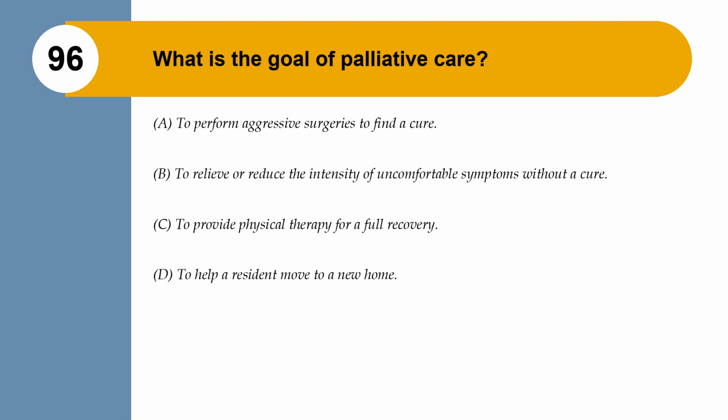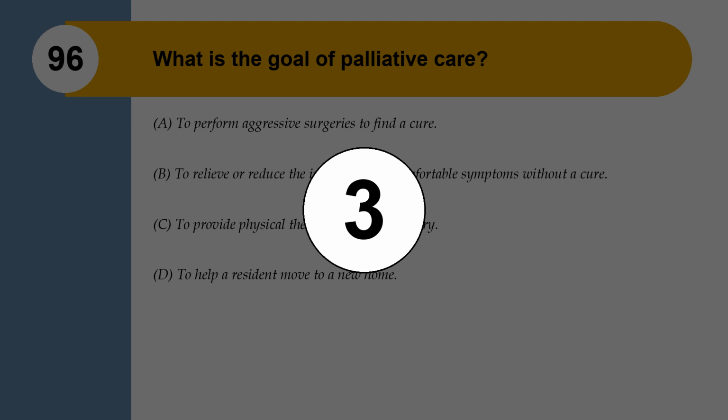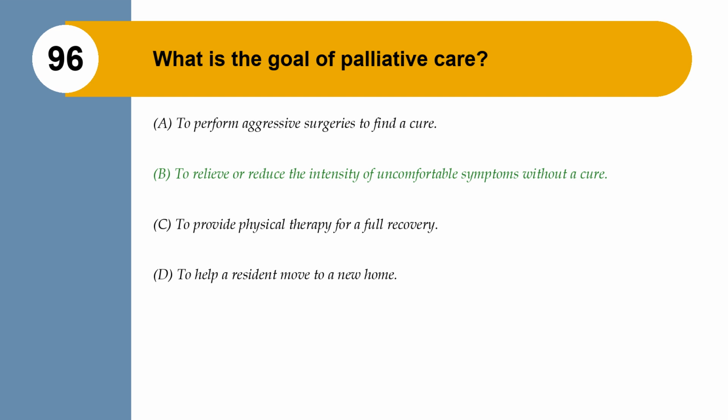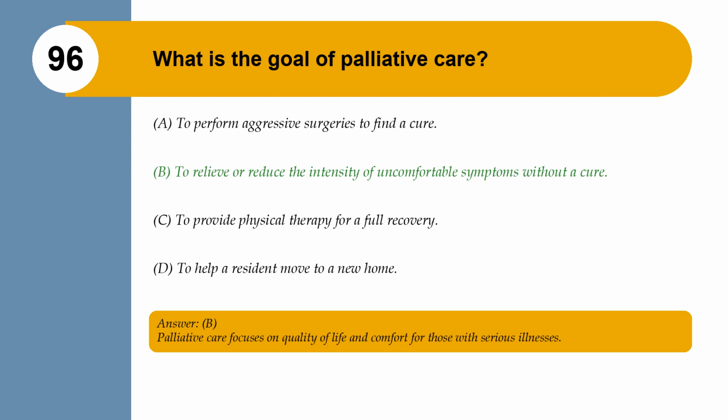Option B, to relieve or reduce the intensity of uncomfortable symptoms without a cure. Option C, to provide physical therapy for a full recovery. Option D, to help a resident move to a new home. The correct answer is option B, to relieve or reduce the intensity of uncomfortable symptoms without a cure. Explanation: Palliative care focuses on quality of life and comfort for those with serious illnesses.